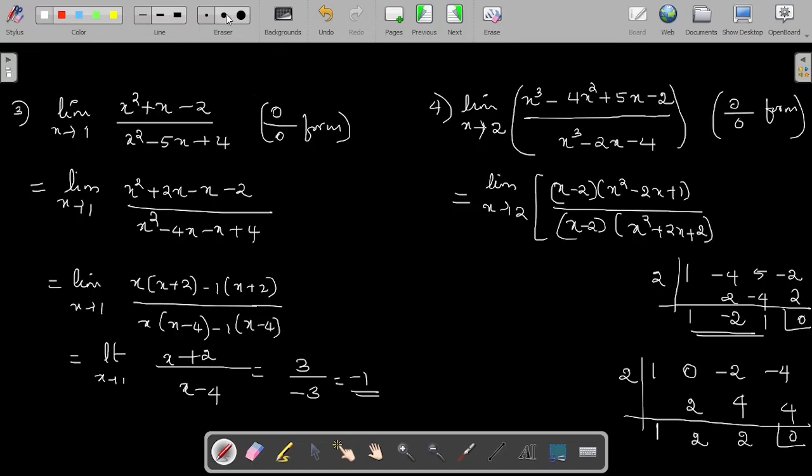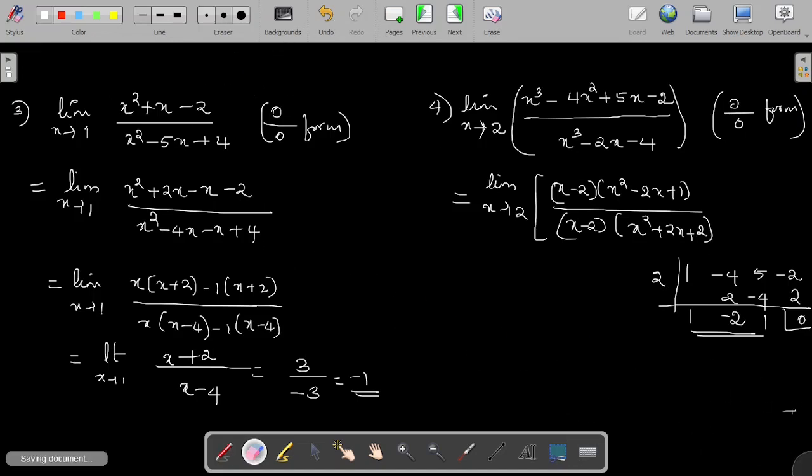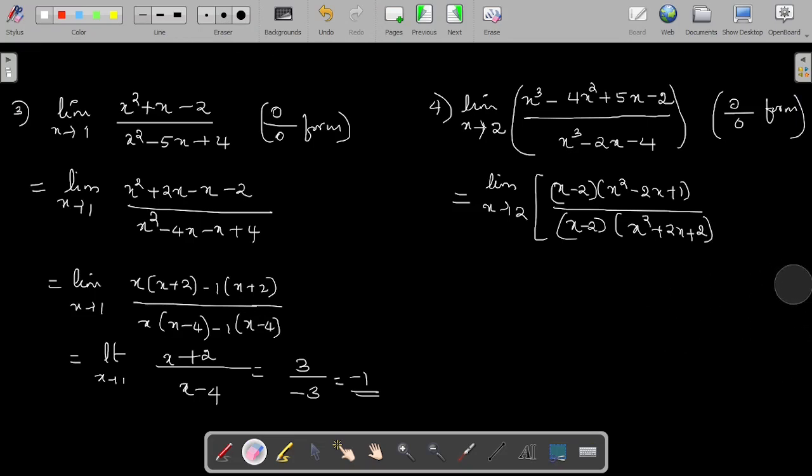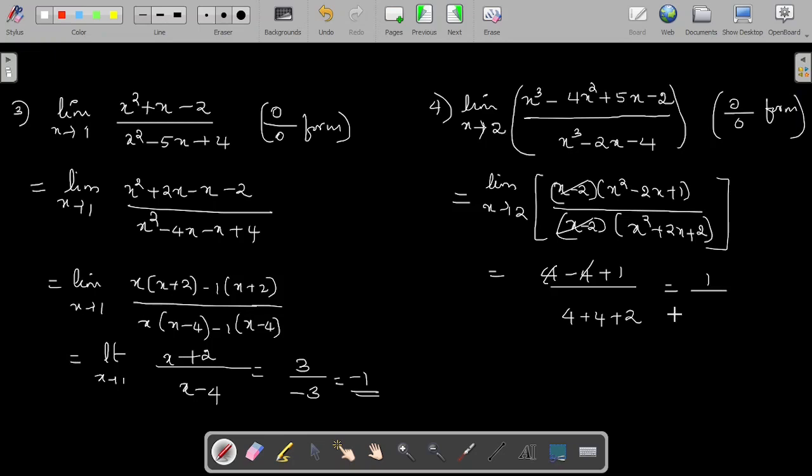Therefore, now that factor gets cancelled from the numerator as well as from the denominator. Apply the limit. So this cancels. Apply the limit: 2 square 4 minus 4 plus 1 divided by 4 plus 4 plus 2. So anyway, this cancels. This is equal to 1 plus 1 by 10 is the answer.